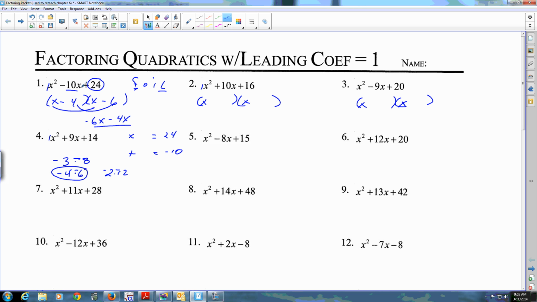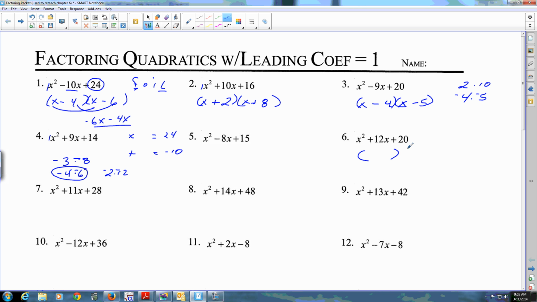So -4, -6. And if you FOIL it, so there's x squared, outside, -6x, inside, -4x. Notice that adds to the middle. And last gives you positive 24. So that's why you're looking for numbers that multiply to the end, add to the middle. Multiply to the end, add to the middle. 2 and 8. They multiply to 16, add to 10. Multiply to 20, add to -9. Okay, so you have like 2 and 10, 4 and 5. Again, they're adding to negative, multiplying to positive, so they're both negative or minus.